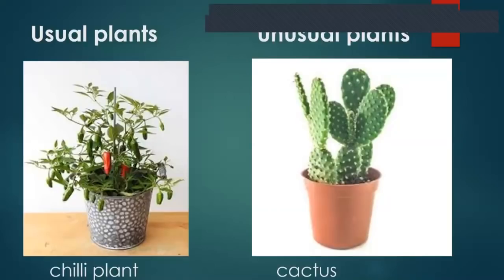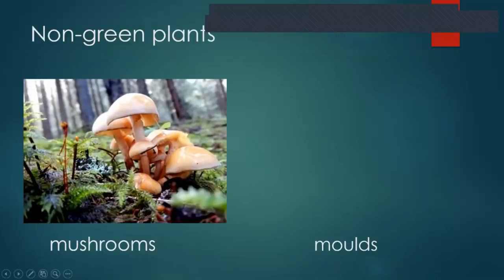Have you seen non-green plants? Yes? Very good. Now I will show the non-green plants. See, what are non-green plants? The plants which are not green are called non-green plants. Why are these plants not green? Because in these plants chlorophyll is absent, so the leaves are not green.